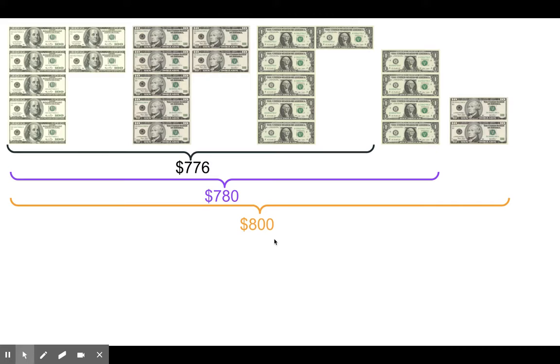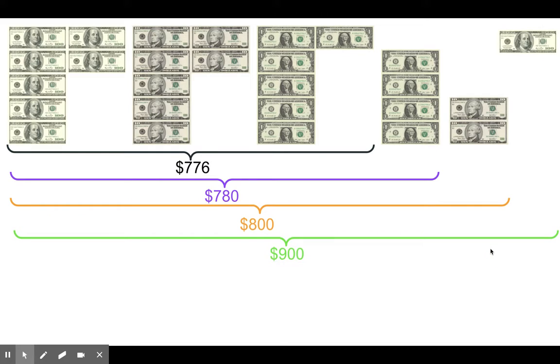Let's count by hundreds as I add one $100 bill to 800. 800, 900. There it is. We made it. That was much more efficient, much faster, using all of our different units and not just $1 bills.